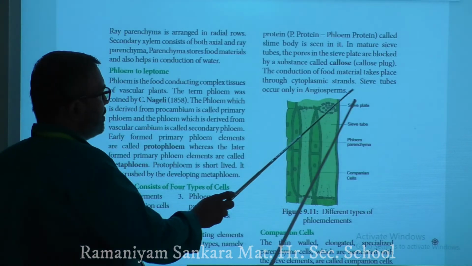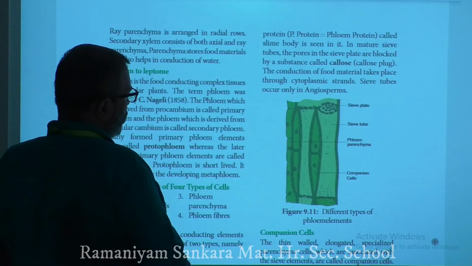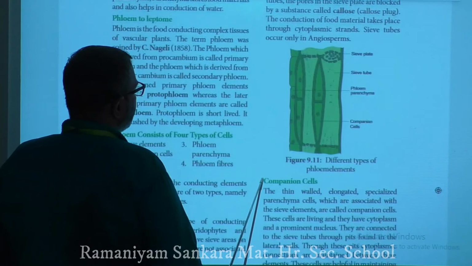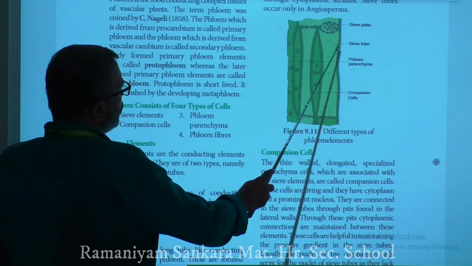Through cytoplasmic strands, sieve tubes occur only in angiosperms. Next one, you see that is called sieve tubes, sieve plate.